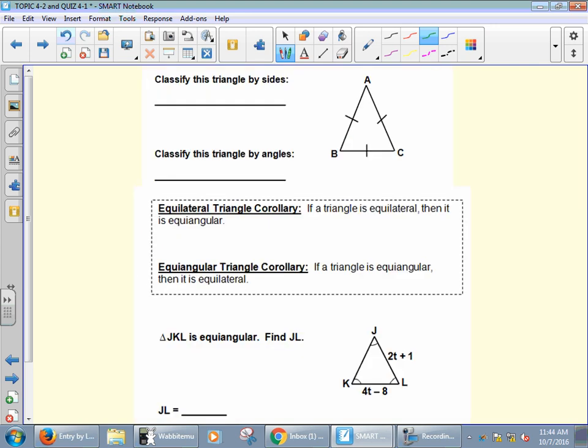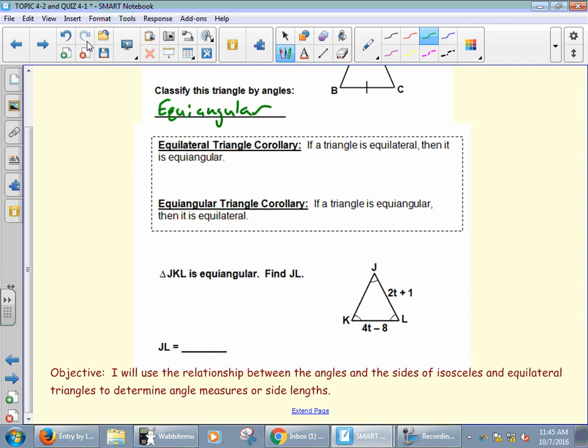All right, the last one we're going to talk about. Classify that by sides. Equilateral. Classify it by angles. Equiangular. Hopefully we should know these two corollaries. All that is just a rule. If a triangle is equilateral, then it's equiangular. If a triangle is equiangular, then it is equilateral. Anyone blown away by that thought process? Okay, hope not.